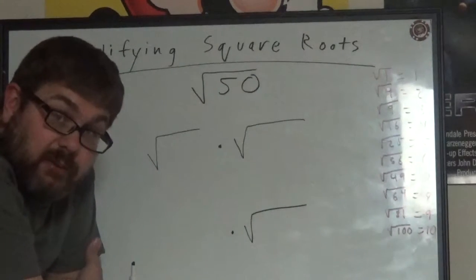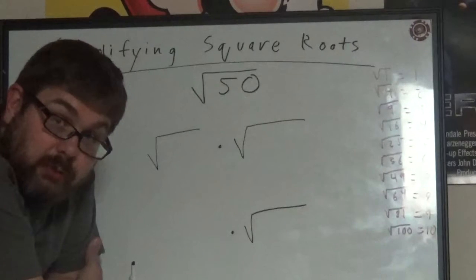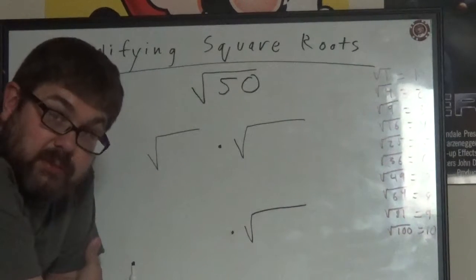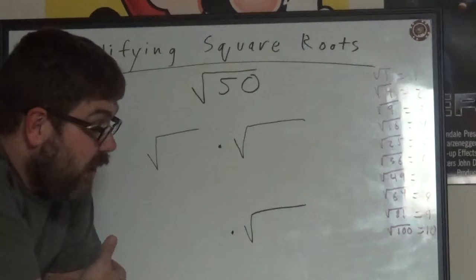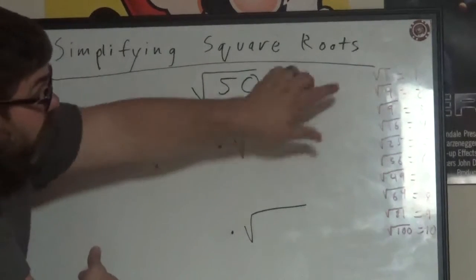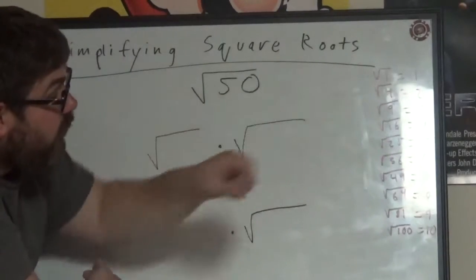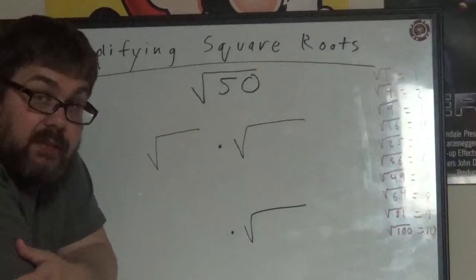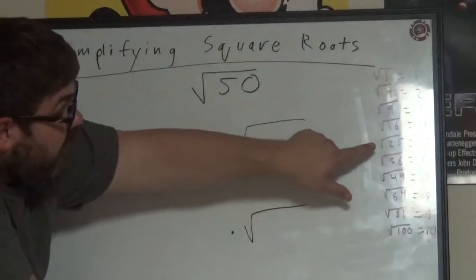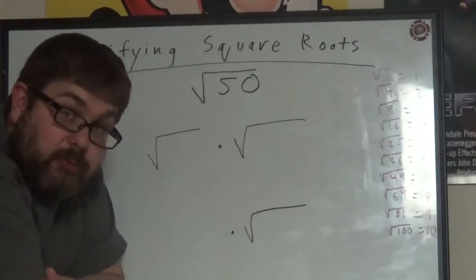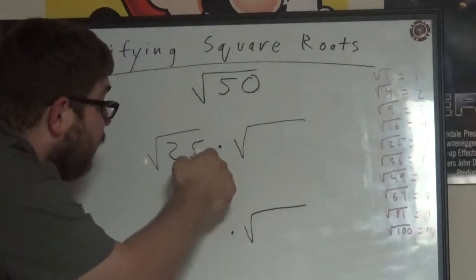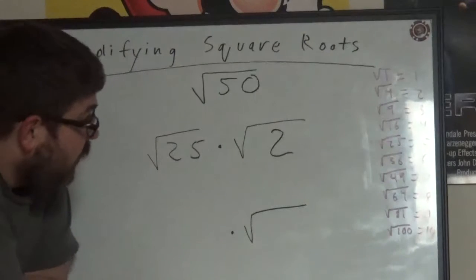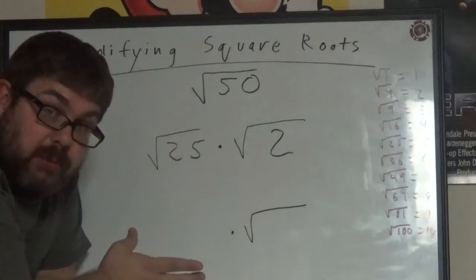So I'm going to start with factors of 50. I'm just going to name a few. 1 times 50 makes 50, 2 times 25, 5 times 10, all of those make 50. So if we're looking for a combination that includes a perfect square, we can look at our list and say which one of those includes a perfect square. And the answer is 2 times 25. The square root of 25 equals 5. So I'm going to write down square root of 25 times 2. Obviously they multiply to make 50.